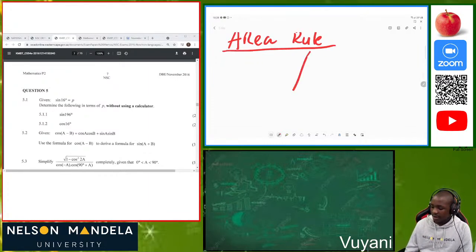So for instance, we have this kind of triangle. Let's say A, B, and C. Let's say this one is C. Let's say this one is A. This one is B.